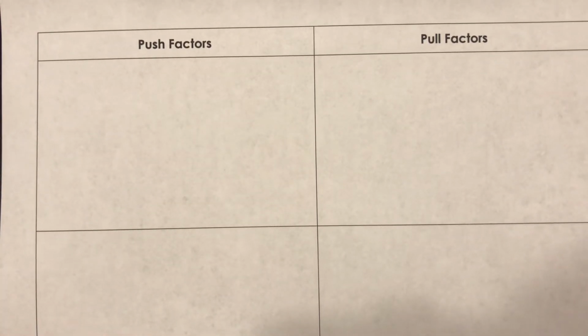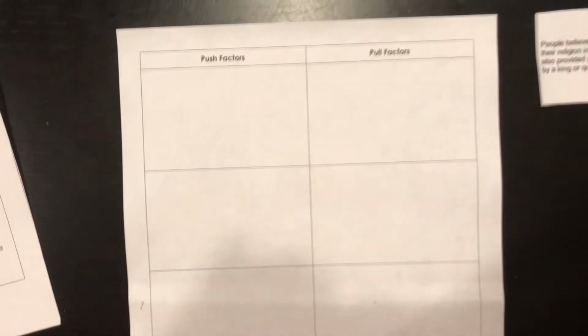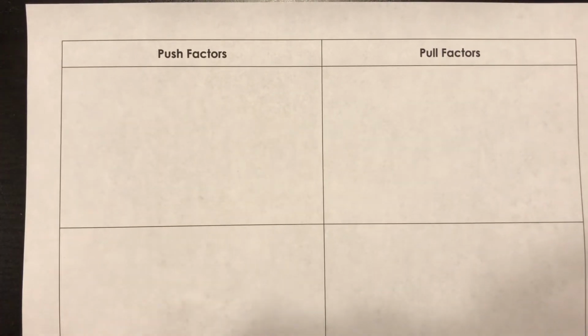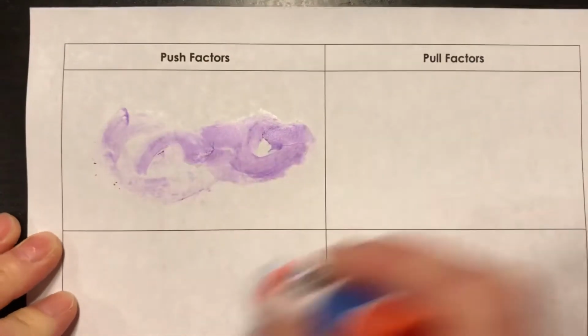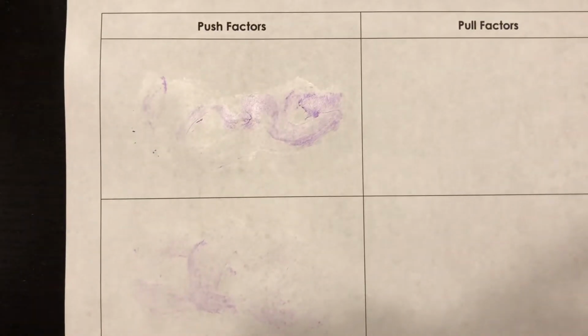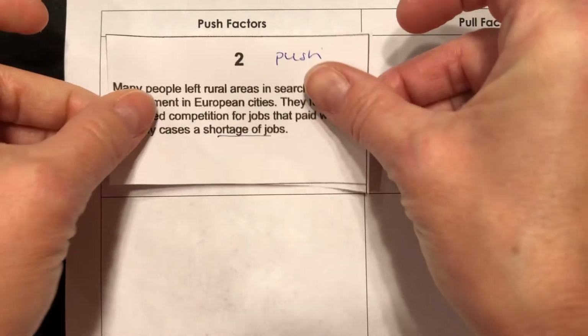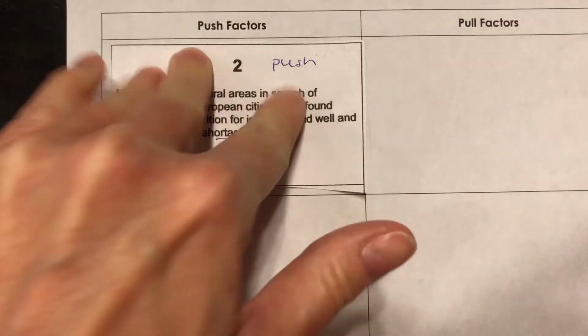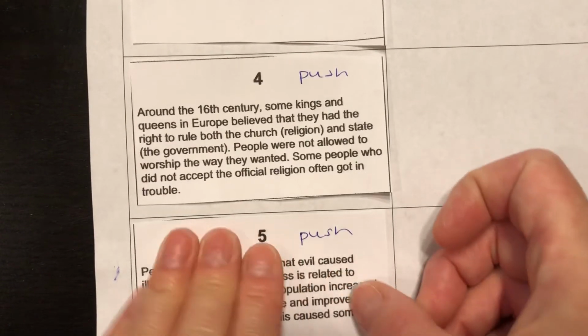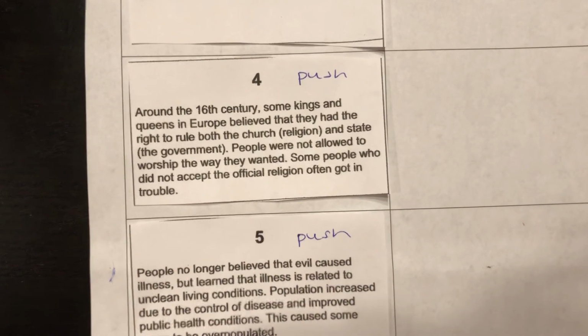You are now going to take all your little cards and all of the ones that say push factor on it, you're going to glue in this first column, okay? So I've got my glue stick, hopefully you have yours, and I'm just going to go ahead and put the glue right on here, like this. I'll get all my push ones done. I'm going to find my push cards. Okay, I see I have number 2, so I will push that down. And my next one is 4, push that down. 5 is a push. And 7, a push.